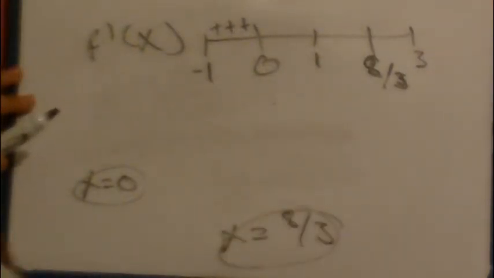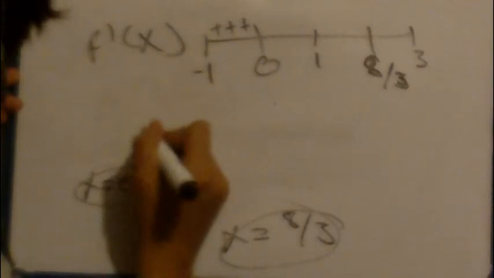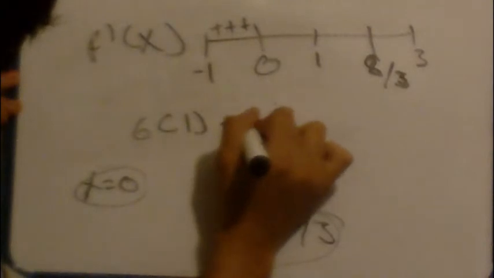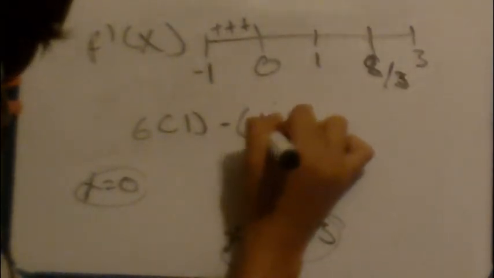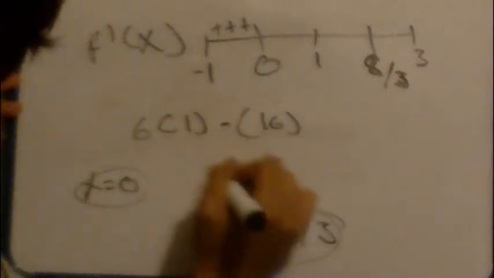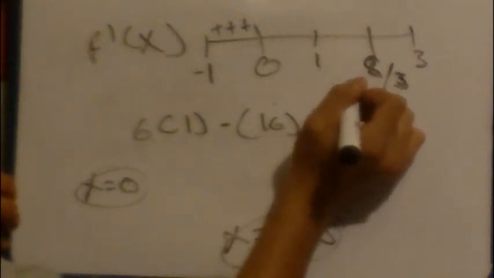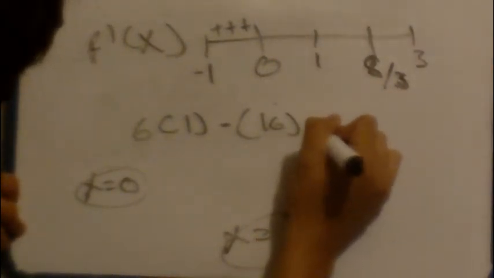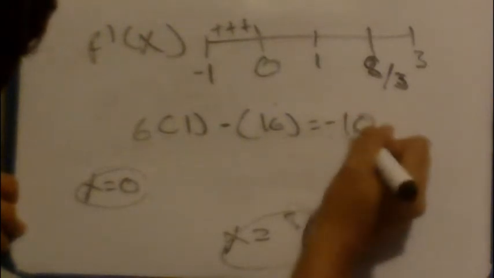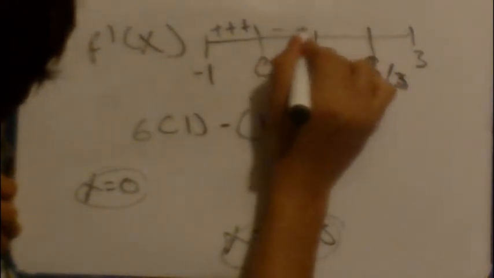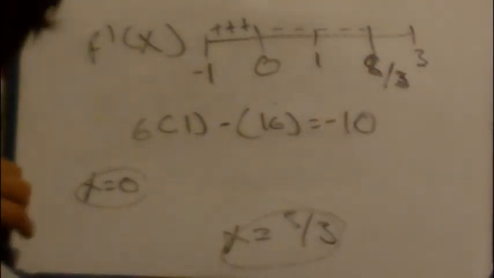Now, we'll keep doing this. Now we'll plug in 1. 6 times 1 squared is 1, and negative 16 times 1 is negative 16. And negative 16 plus 6 is negative 10, sorry. And negative 10 is negative, so all the slope from 0 all the way to 8 over 3 is negative, and you'd write it like that.